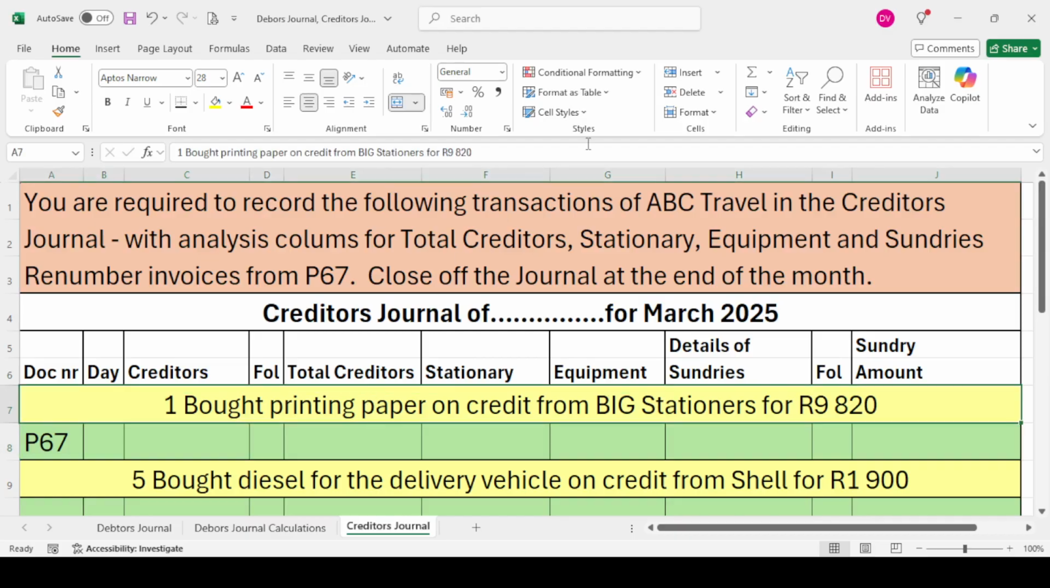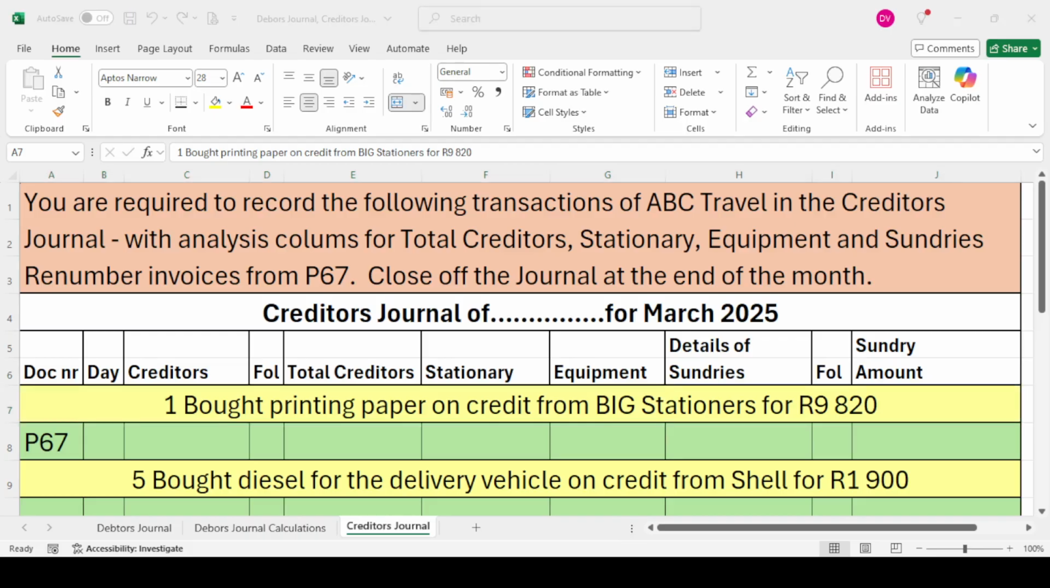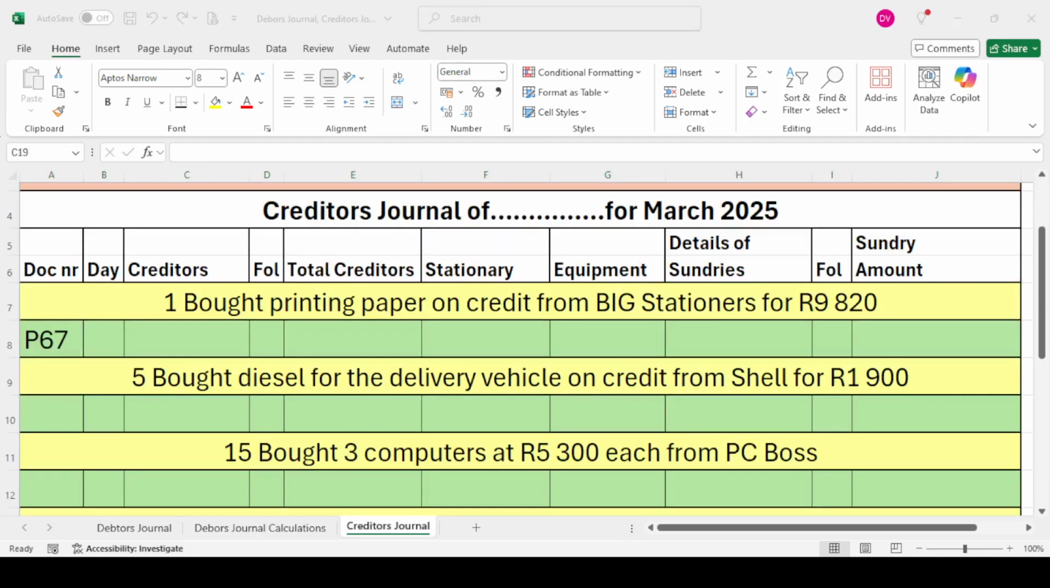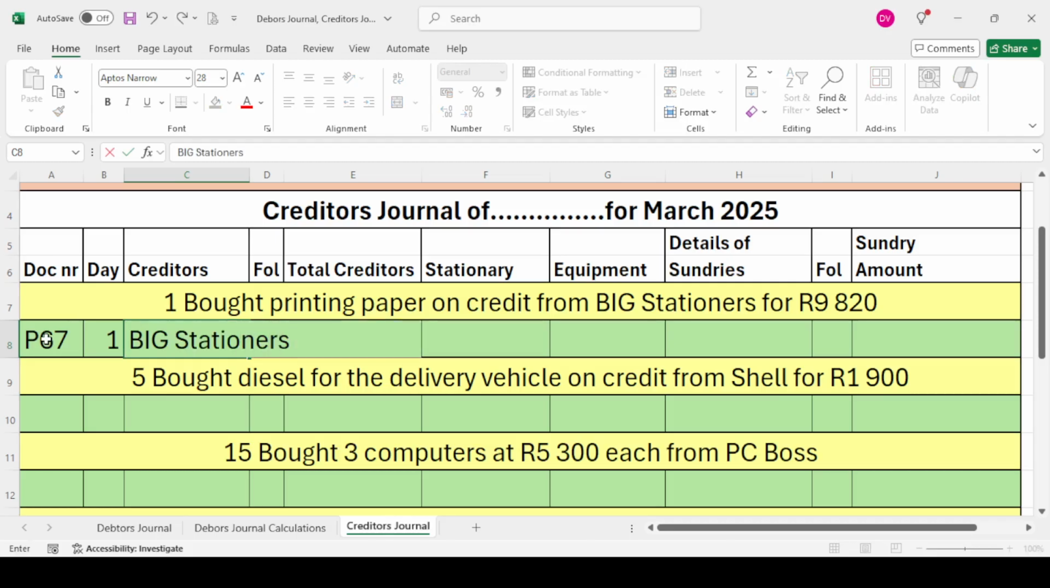Right, our first transaction reads, bought printing paper on credit from Big Stationers for 9,820 Rand. So what does that look like on our journal? We've already got our document number. The day was the 1st. The creditor, who is the creditor that I bought from? I bought from Big Stationers.